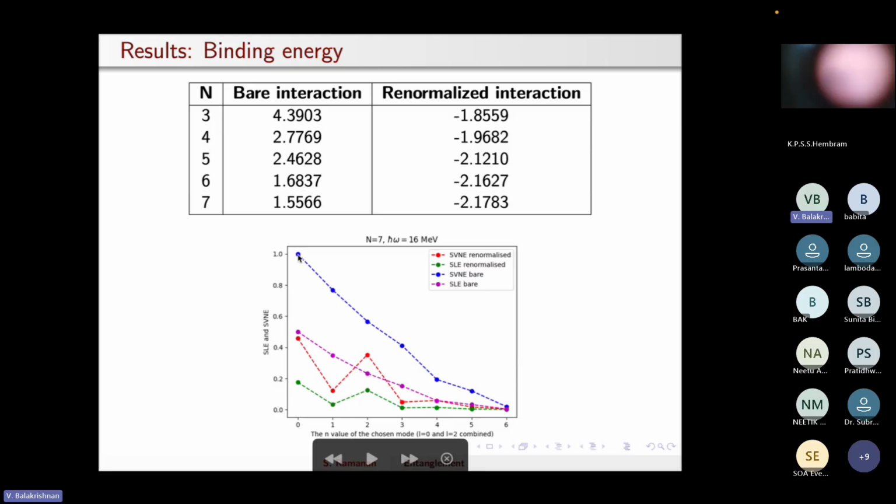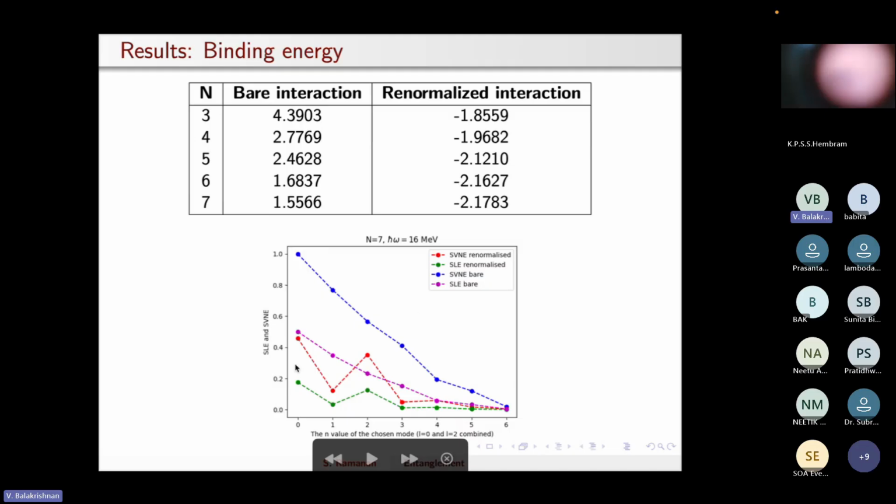So you see that the lowest mode is strongly entangled. The next mode is also strongly entangled to the rest. Then the n equal to 2 mode, with L equal to 0 and 2, the entanglement continues. It decreases, but then it really does not fall off. On the other hand, the blue curve is the SVNE for the bare interaction.